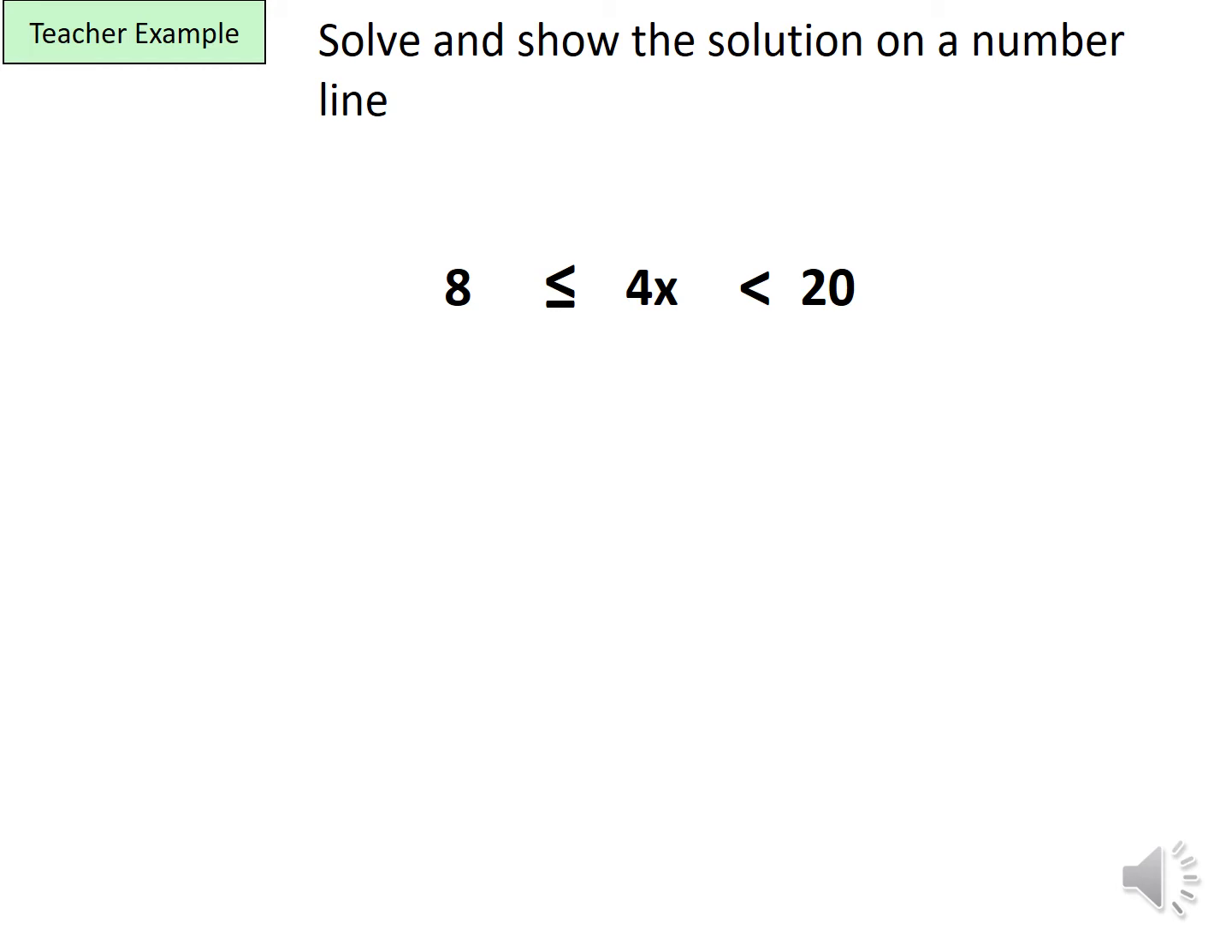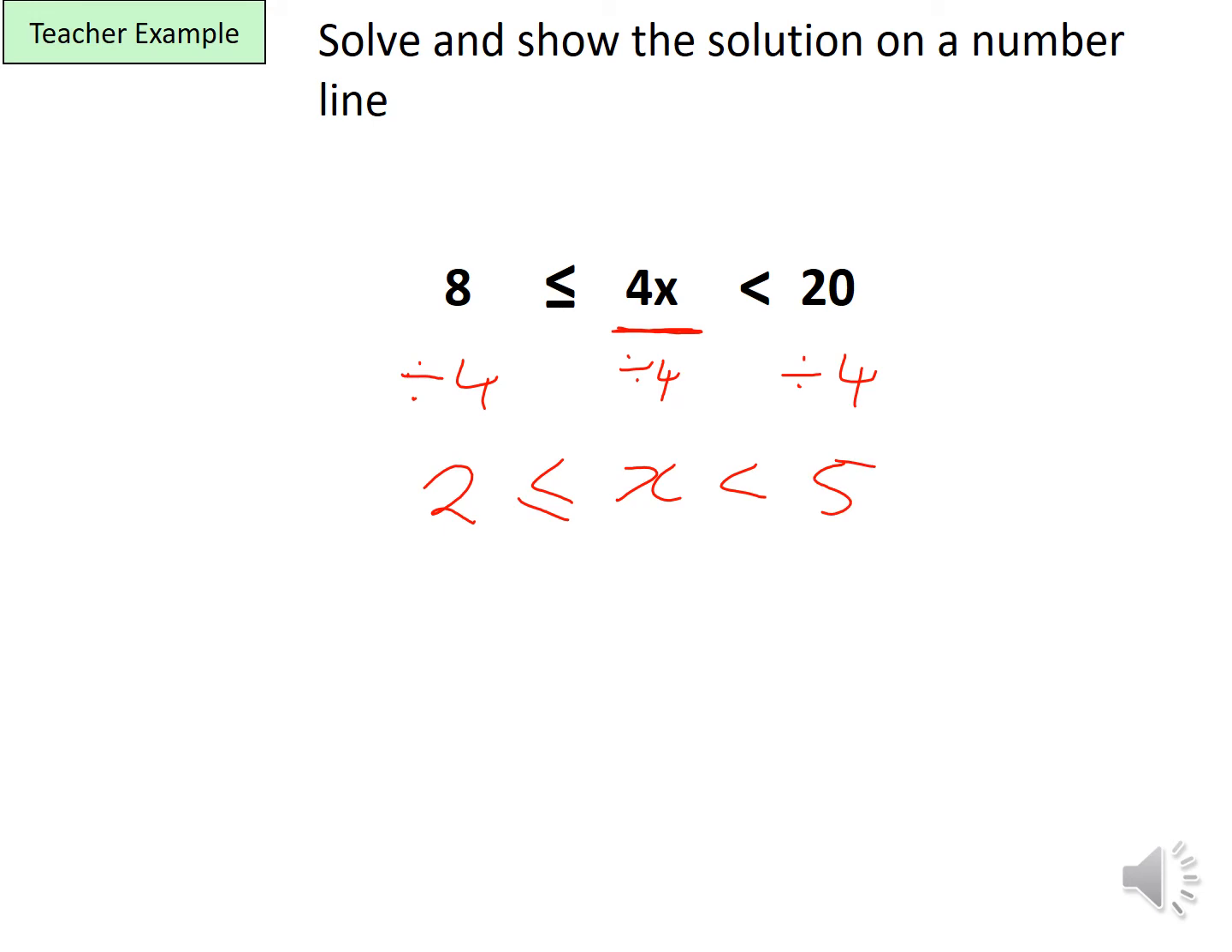Solve and show the solution on a number line for this one here. What we need to do here is get x on its own in the middle, and to do that I'm going to do the inverse of times 4, which is to divide it by 4. But I don't do it just to the middle, I must also do it to the other sides as well. So 8 divided by 4 gives me 2, less than or equal to 4x divided by 4 gives me x, and 20 divided by 4 gives me 5.